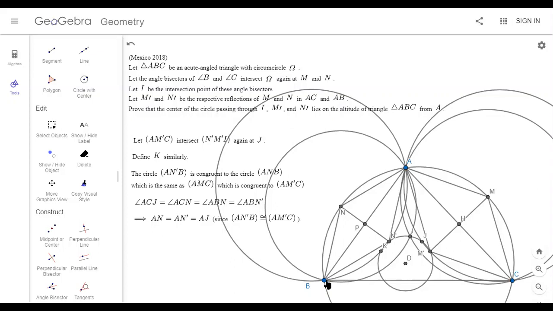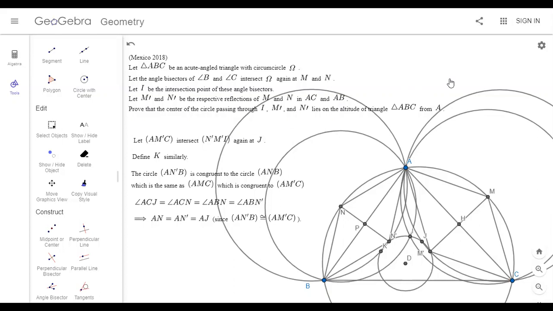Once I know BN prime I is similar to CM prime I, where would I go from there? Is there a way to prove CM dash is an angle bisector too? Because CI is clearly an angle bisector. Oh, hold on one sec. Okay, I agree. I is the center of a spiral similarity that takes those two triangles. I agree with that.